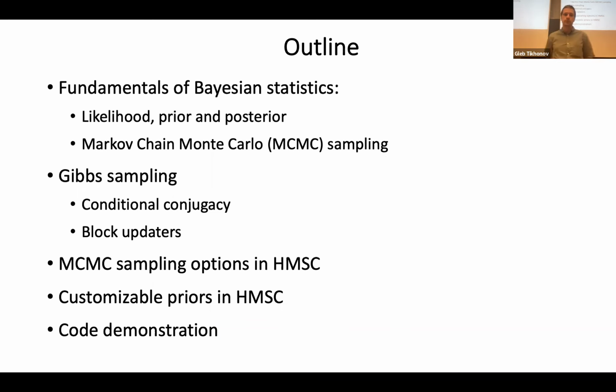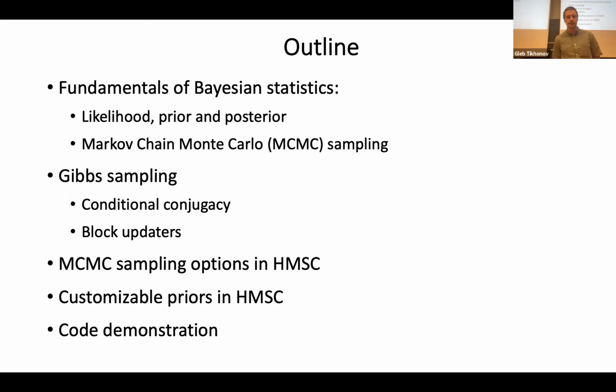Then I will focus more on the Gibbs sampling, which we use in Hmsc, and introduce the notions of conditional convergency and block updaters. I will proceed with showing how these fundamentals of Bayesian stats relate to Hmsc itself, particularly how they are reflected in the interface of Hmsc in order, for example, to change some of the options of sampling for your particular model or customize a prior.